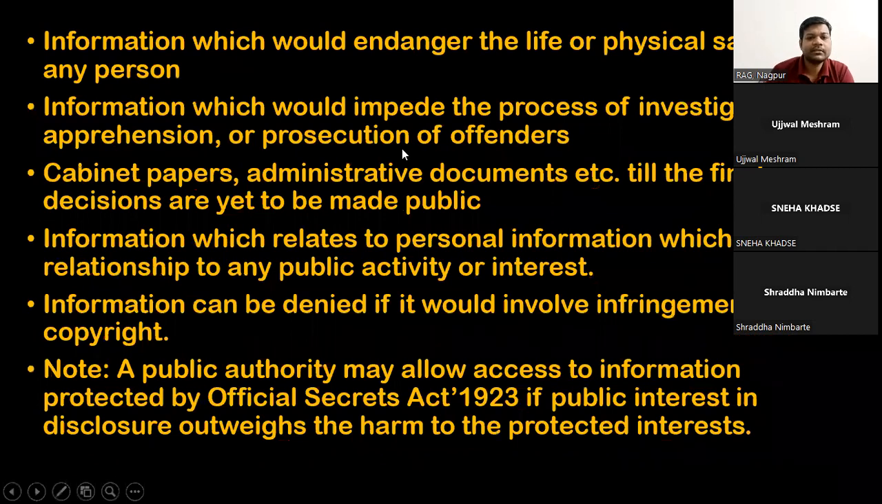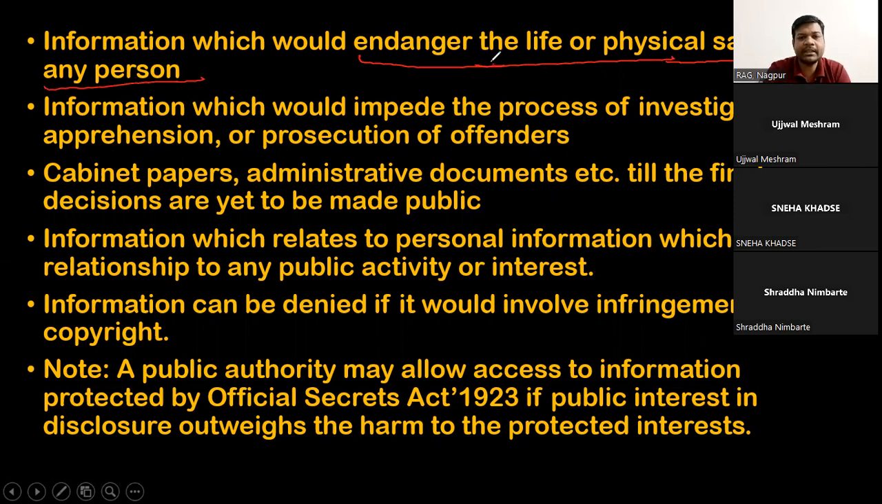Then, information which would endanger the life or physical safety of any person cannot be provided. Information which would impede the process of investigation, apprehension, or prosecution of offenders also cannot be provided.